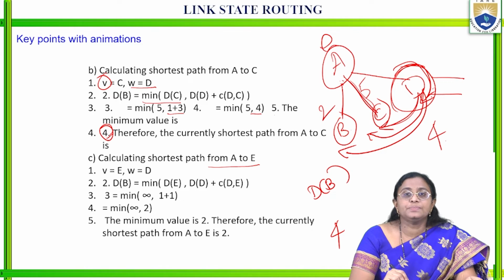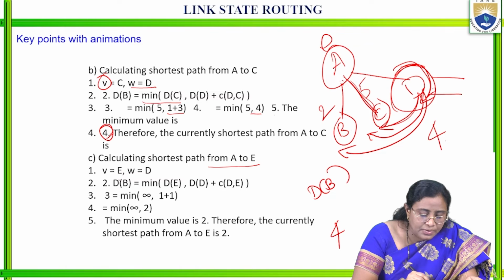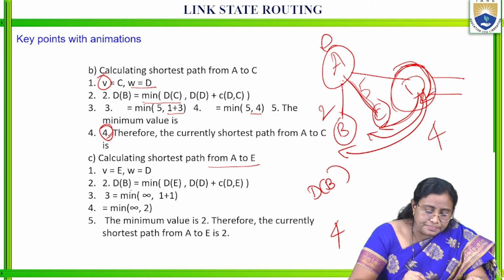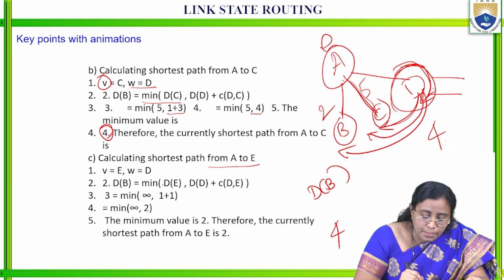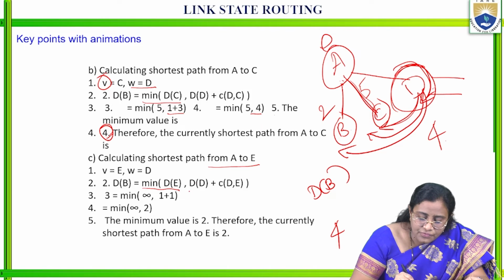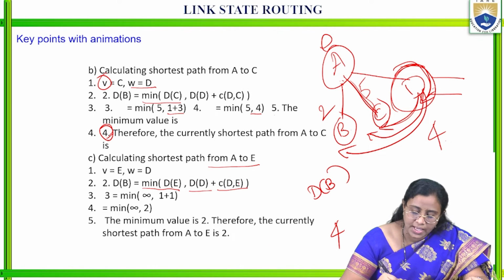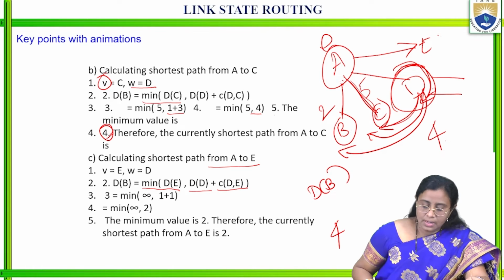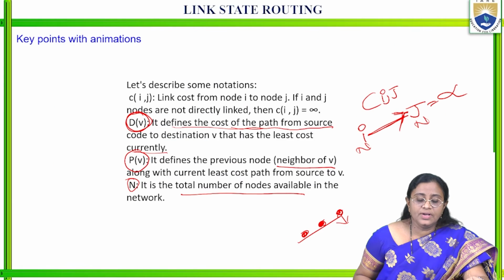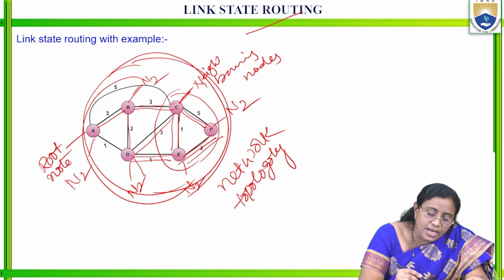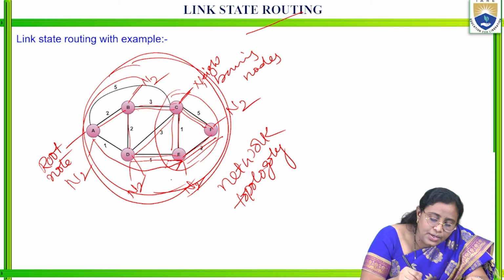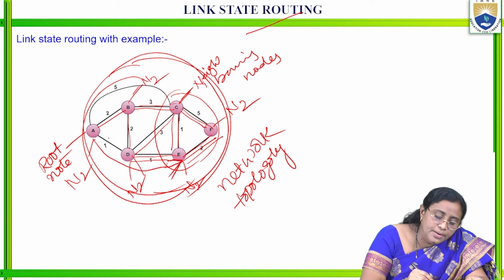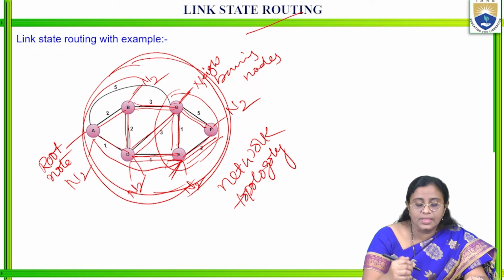If you want to calculate the shortest path from A to E, here is the example: V is equal to E, W is equal to D. Here, D of B is equal to minimum of D of E and D of D plus C of D E. Suppose you want to take A to E, according to the given example, already drawn. Between A to E, you calculate A to D. D is connected with C, D is connected with B, and B is connected with C. C is connected with E.